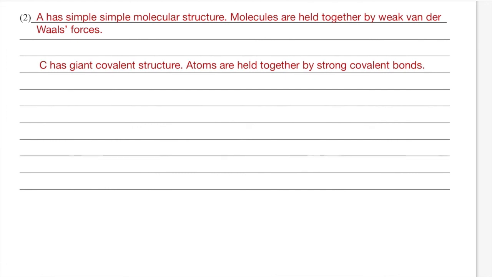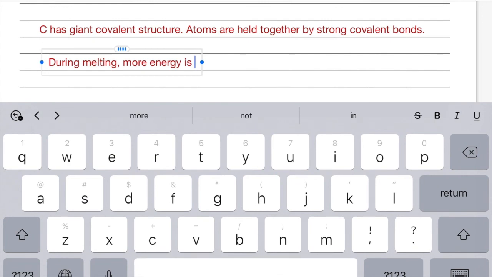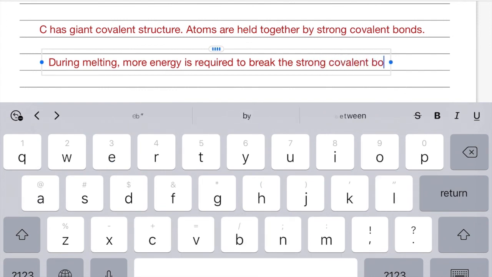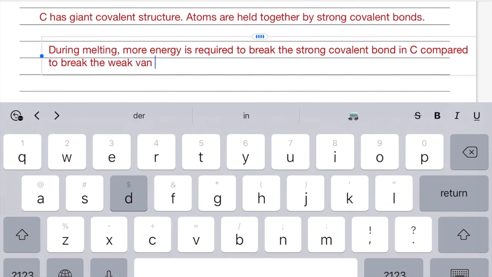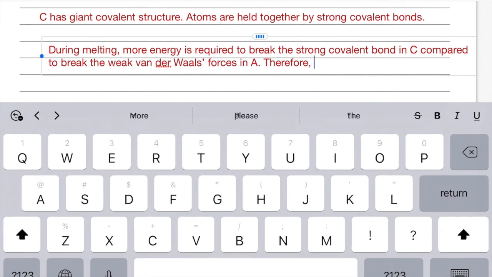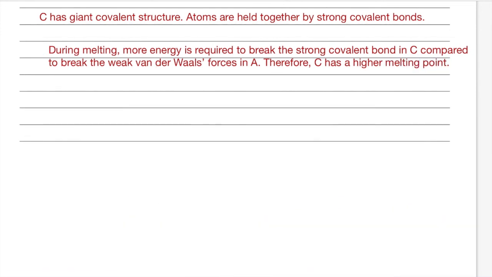Then lastly, we need to compare the energy required. So during melting, more energy is required to break the strong covalent bonds in C compared to breaking the weak van der Waals forces, capital W, in A. Therefore, C has a higher melting point. Okay.